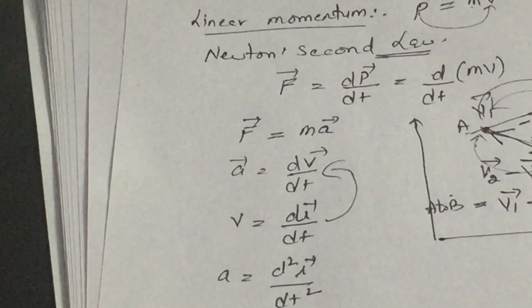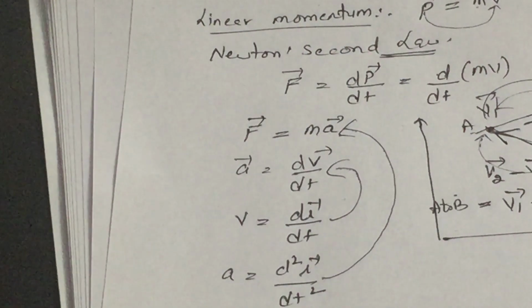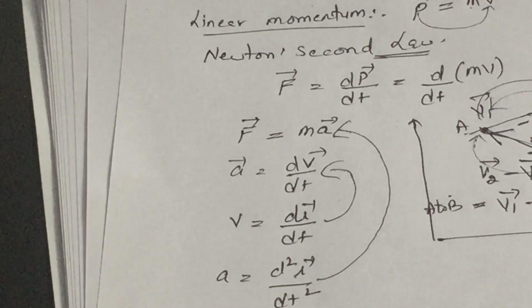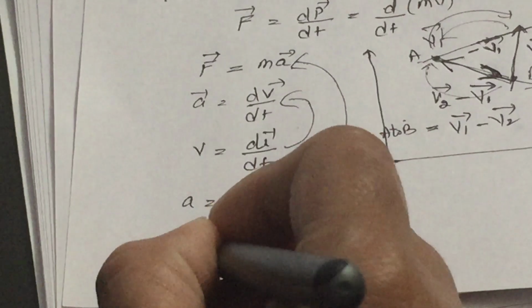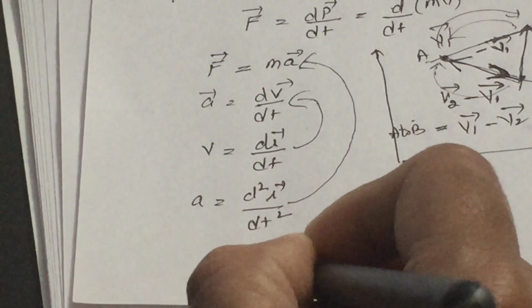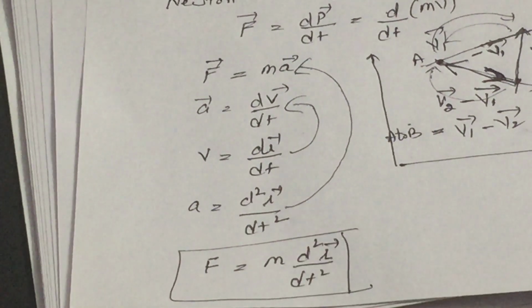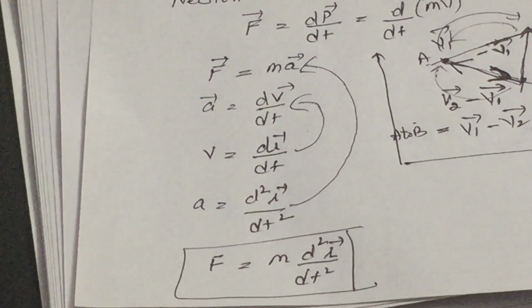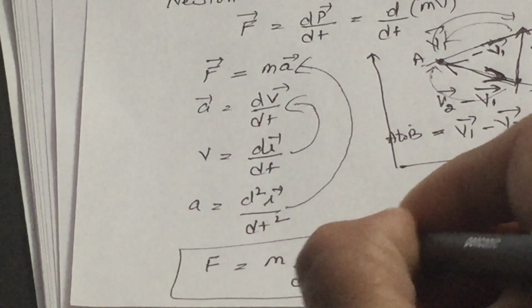And if we substitute this value of acceleration in the above equation of the force, we will get F is equal to m d square r upon dt square, that is, second order differentiation of the displacement vector. This is known as the equation of motion of the given particle.